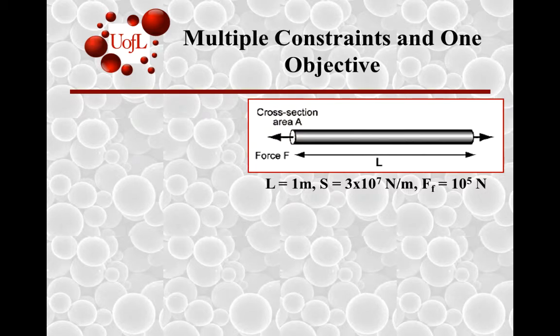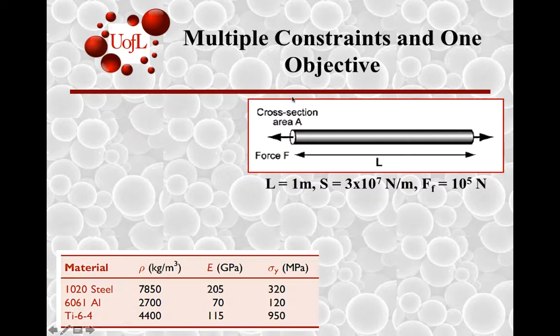Having thought about that issue, let us put this into practice, where for a particular design, we have specified a failure force to exceed to be at least 10^5 newtons. The stiffness should be at least 3 × 10^7 newton per meter, and the length is specified to be exactly a meter. The area is free to be changed.